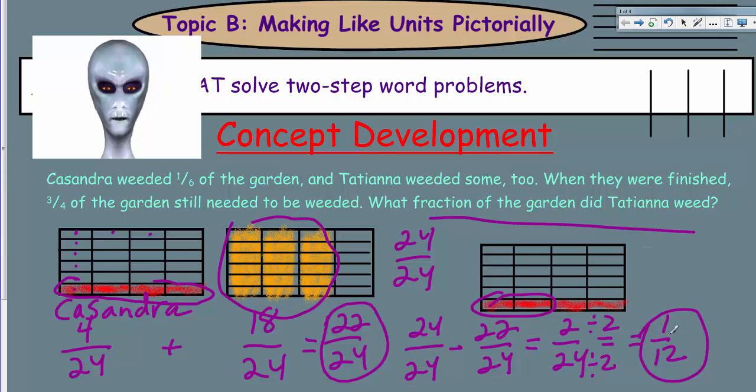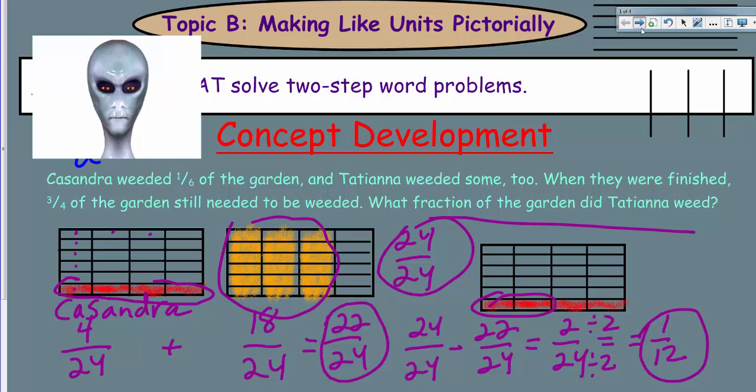Okay? Now, we should be able to add those all together and, of course, get our 24 out of 24, the whole garden. 1/12, which we'll just say is 2 24ths, plus the 18 24ths, which was left unweeded. And then, of course, Cassandra and her amount. And that's how we do that. And that's how we do this.